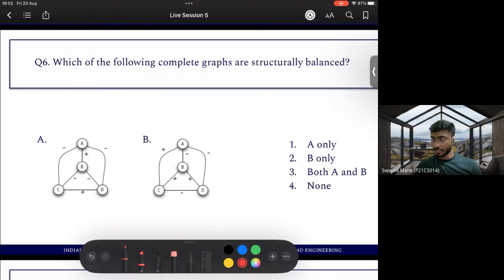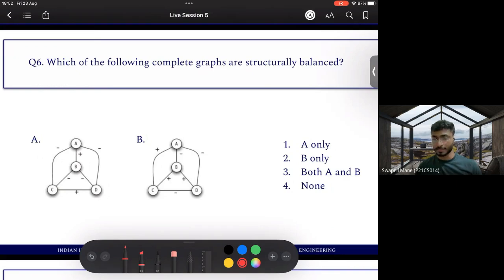Okay, this is a simple question. We have revised many times in which cases a network is stable and in which cases a network is unstable, right? We have discussed that. So considering that, please look into this question and let me know which option and which answer is correct.